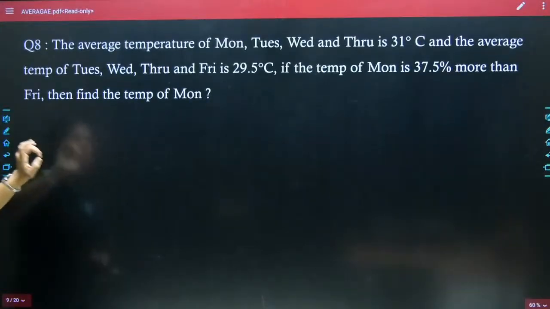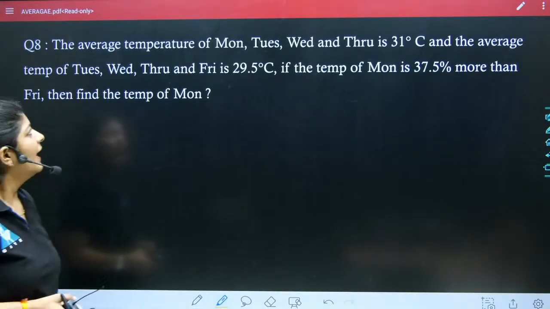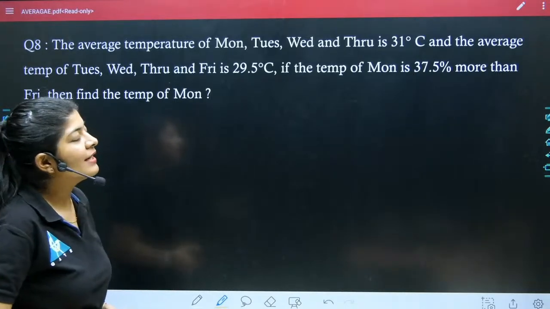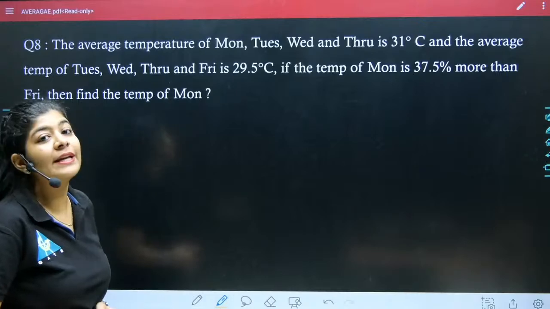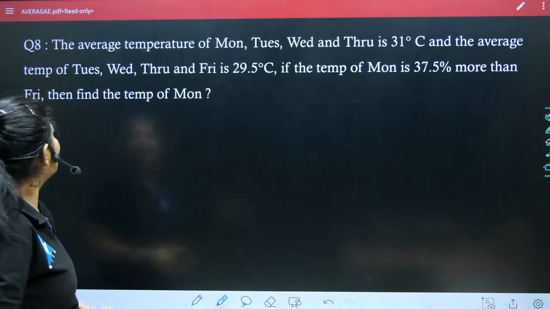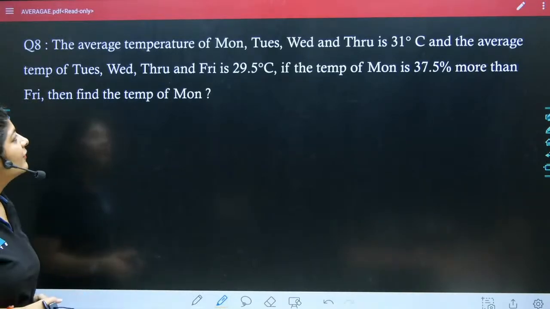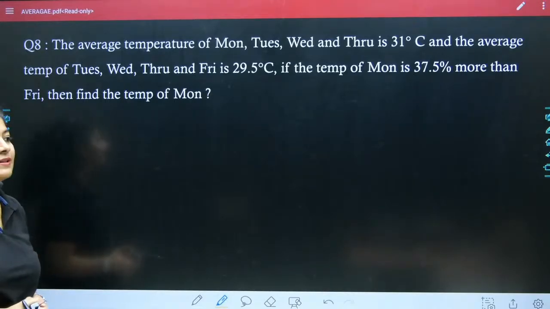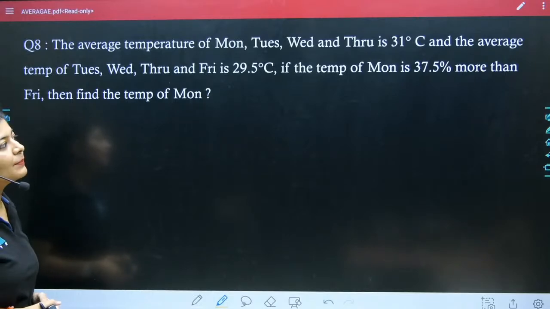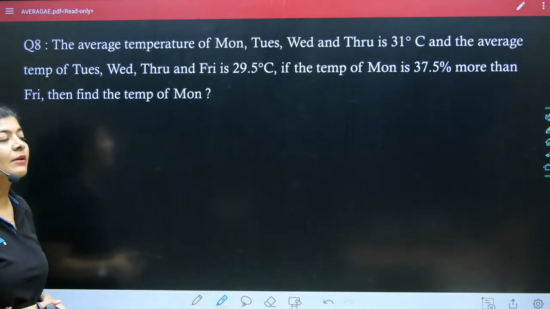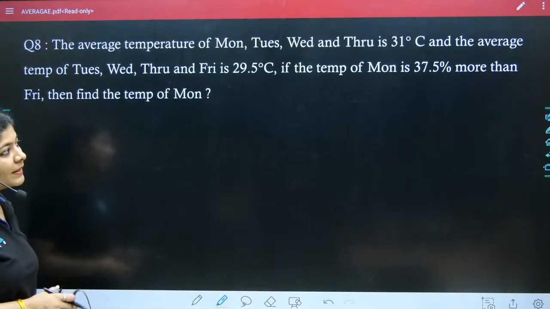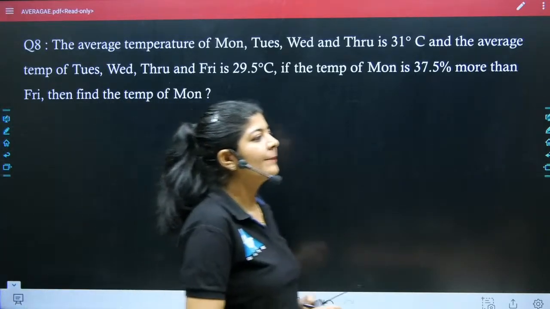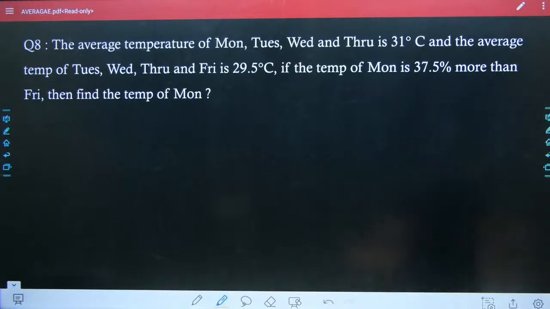Okay. Solve this one. The average temperature of Monday, Tuesday, Wednesday and Thursday is 31 degrees Celsius, and the average temperature of Tuesday, Wednesday, Thursday and Friday is 29.5 degrees Celsius. If the temperature of Monday is 37.5% more than Friday, then find the temperature of Monday. How do we calculate this?